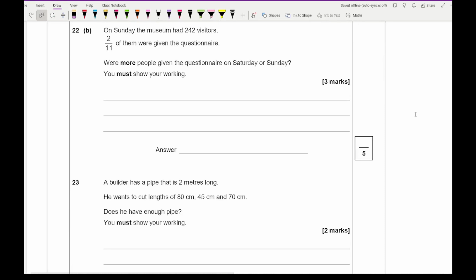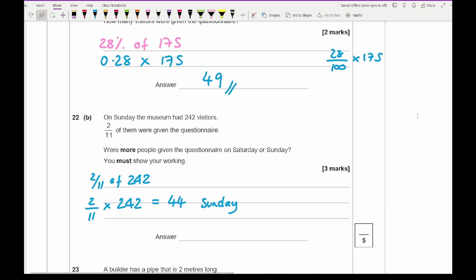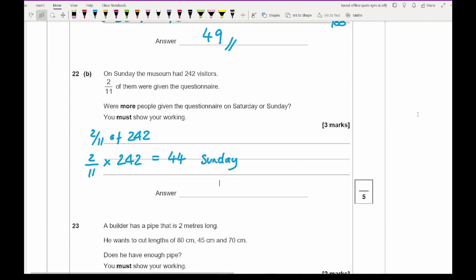Moving on to 22B, it says, on Sunday, the museum has 242 visitors, 2/11 of them were given the questionnaire. Were more people given the questionnaire on Saturday or Sunday? So first of all, what I need to do is work out 2/11 of 242. Again, if I just enter that into my calculator, I get an answer of 44. So if 44 were on Sunday, and going back to part A, 49 were on Saturday, which day were more people given the questionnaire? Well, the answer then is going to be Saturday.